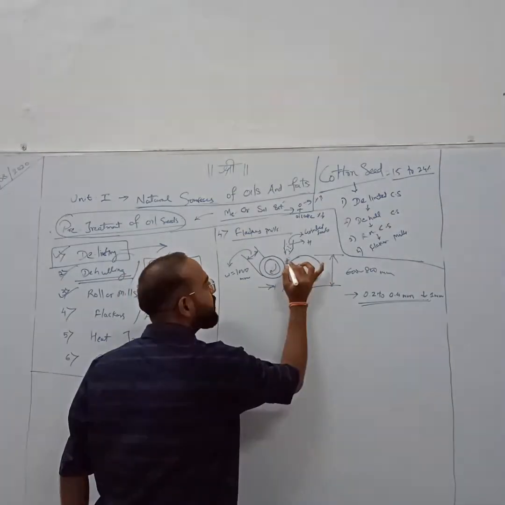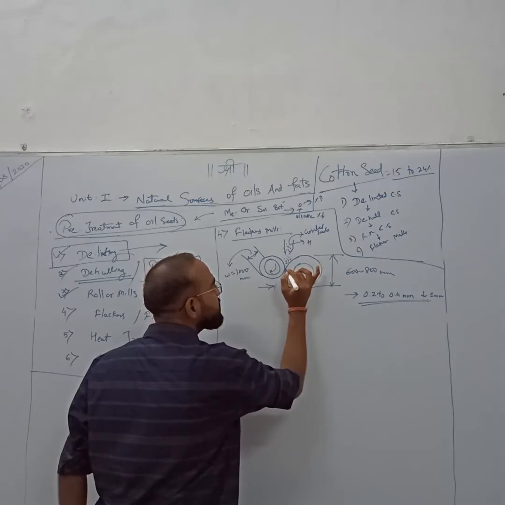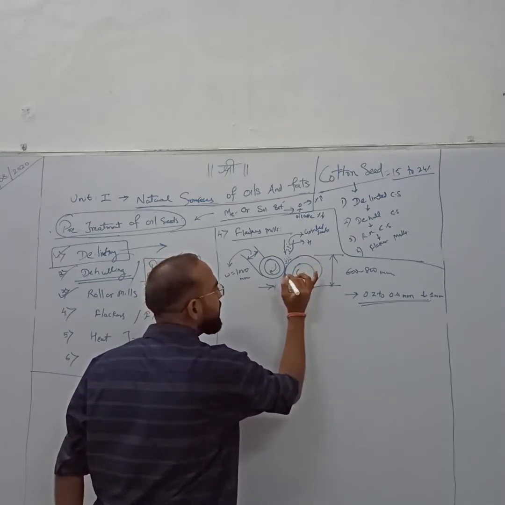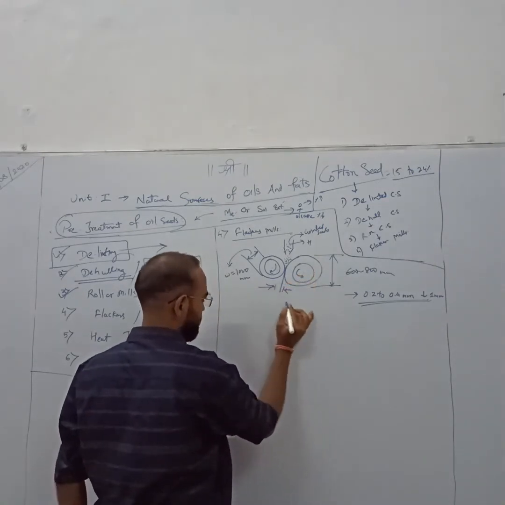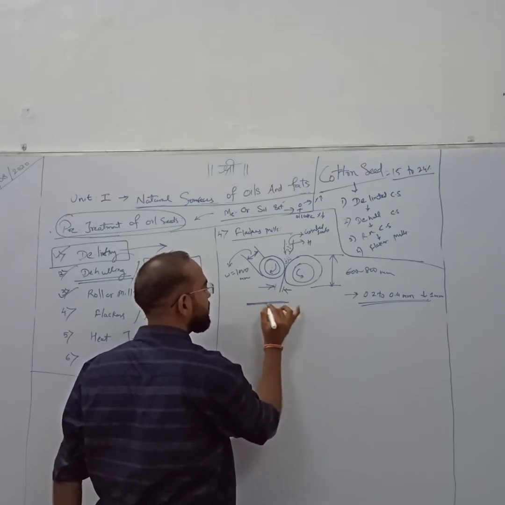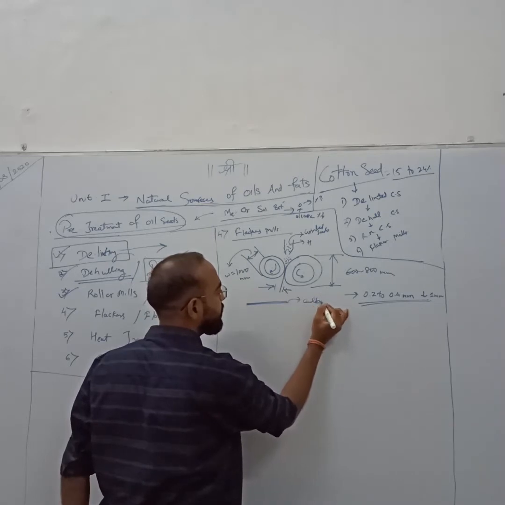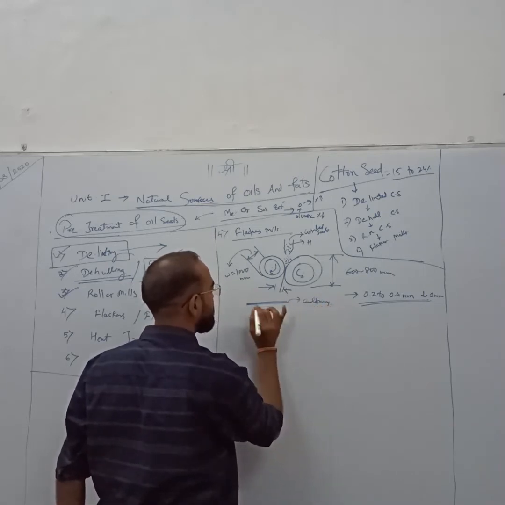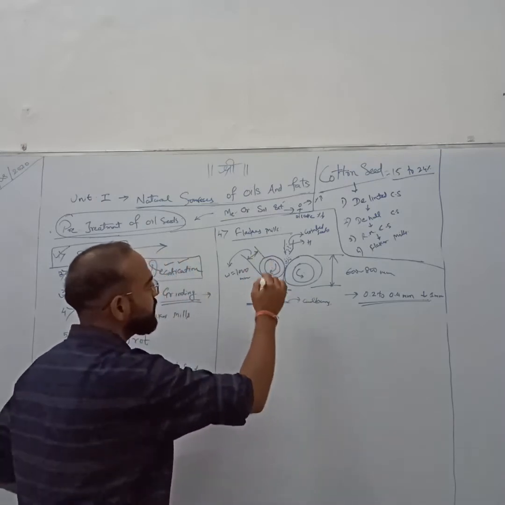Once the oil seeds which are already crushed or ground come in contact with this minimum clearance area of the flaker, it will start making long flakes, just like a chocolate or Cadbury bar.